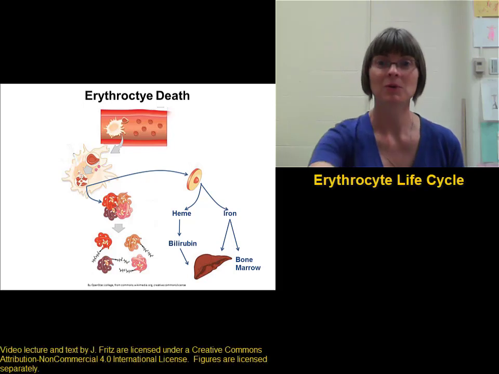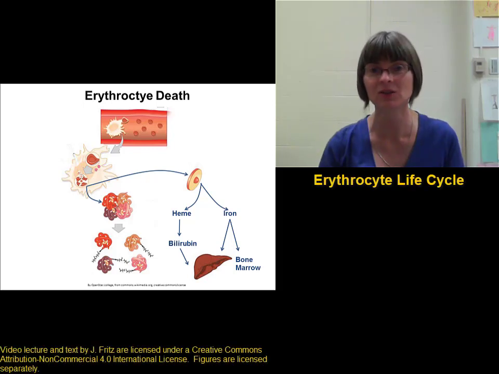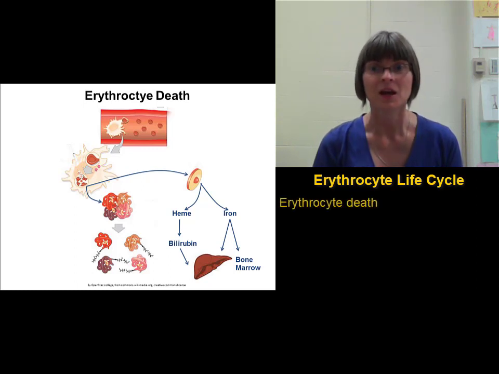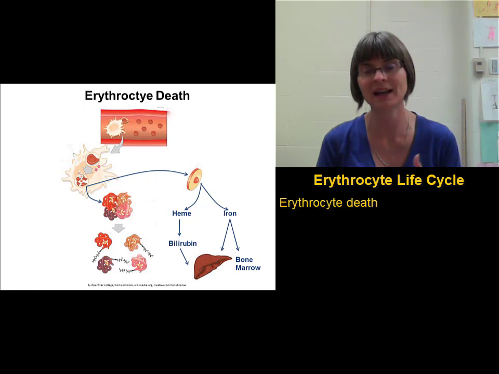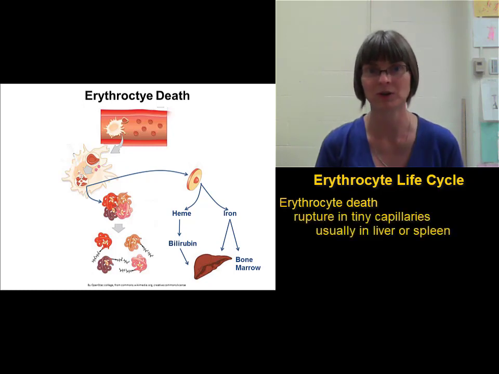Now that we've looked at how we produce erythrocytes, we should take a look at the other end of the erythrocyte life cycle and look at erythrocyte death. What happens as erythrocytes get older is they lose strength and they lose flexibility, and then when they're trying to squeeze through tiny capillaries, they end up rupturing.